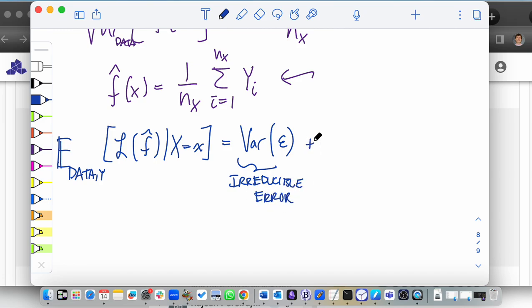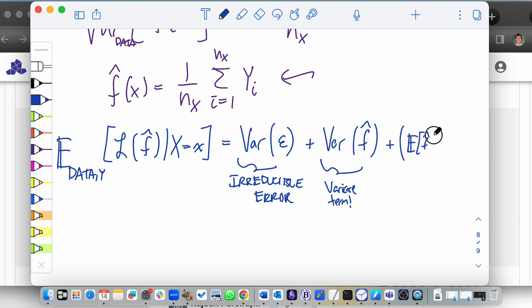Plus, there is a term that is the variance of f hat. That is exactly what we did in the previous problem at the beginning of class today. We said if you have some data, you're going to end up with 2 parts, the irreducible error and the variance due to the data. This is the variance term. But there is one more term in general. And that term can be written like this: the expected value of f hat of x minus f of x, all squared. This term is the bias term.